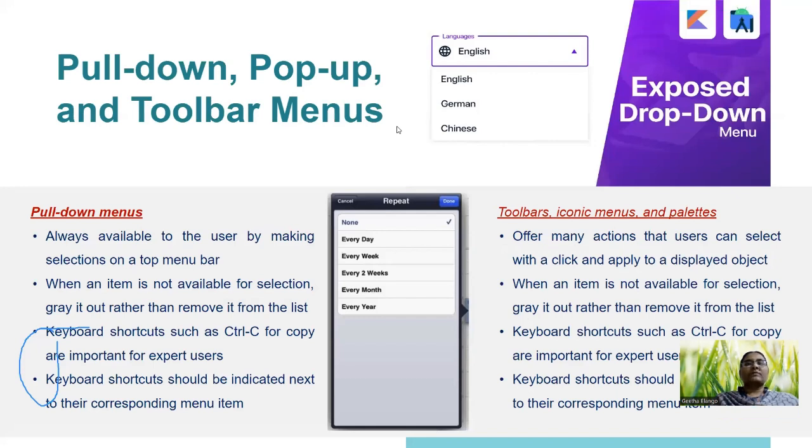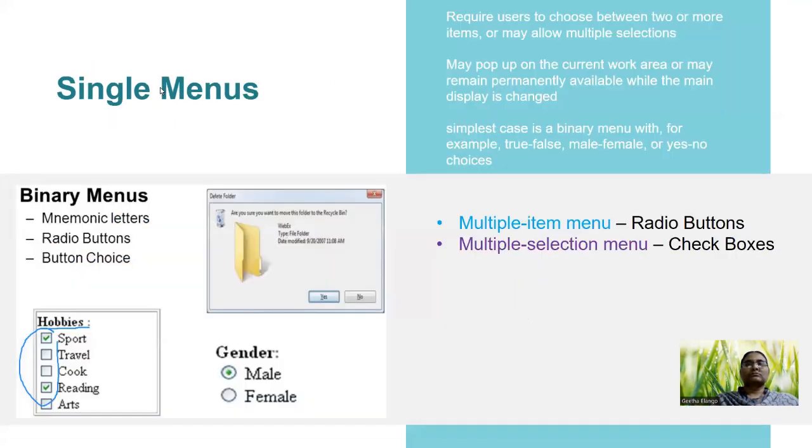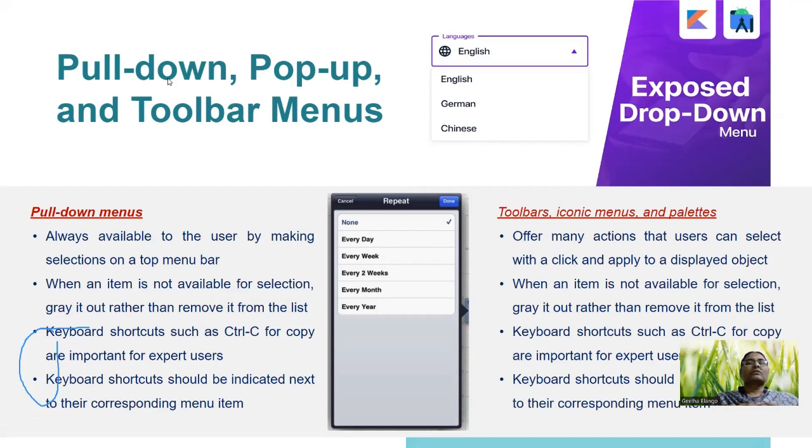The next types of menus are pull down menus, pop-up menus, and toolbars. This is a very good example for pull down menus, where you have a drop down arrow. Once you click on that, you get the list of items, from among which the user will be able to select one option.